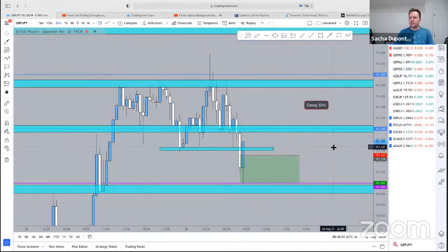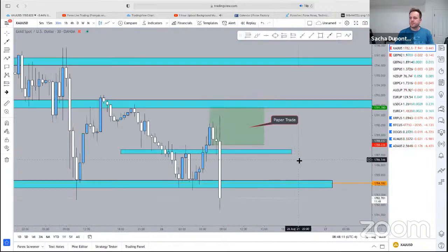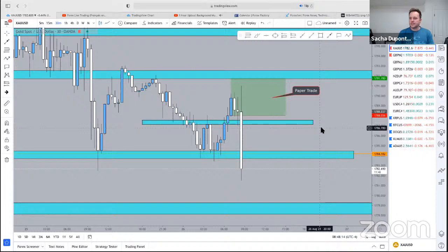So it looks like price is coming back up again. That's crazy. Are we gonna get a break and retest of this zone, or are we just coming back in that range? Let's see if this safety net holds.